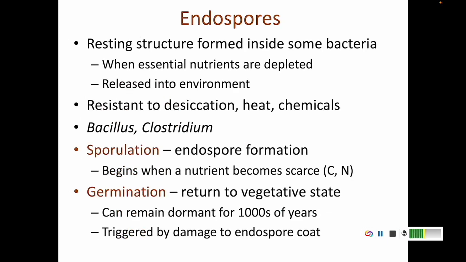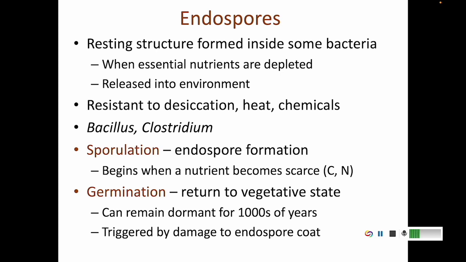Bacteria can also form endospores, but only certain bacteria, Bacillus and Clostridium. We mentioned these in our chapter 3 discussion of staining them. So endospores are a resting structure that some bacteria make as a way to survive when all of their nutrients are depleted and the environment isn't great. They're going to start dying, so instead of dying, they make endospores. And endospores are almost impossible to kill once they form.